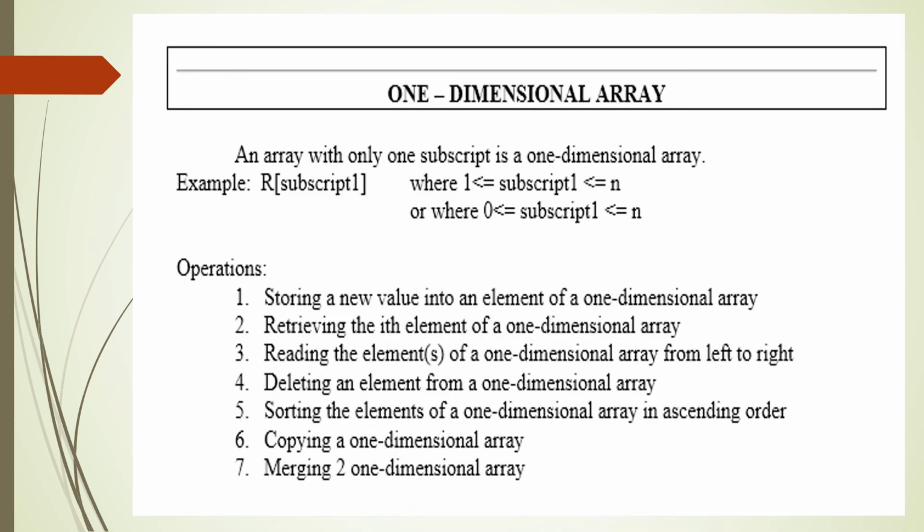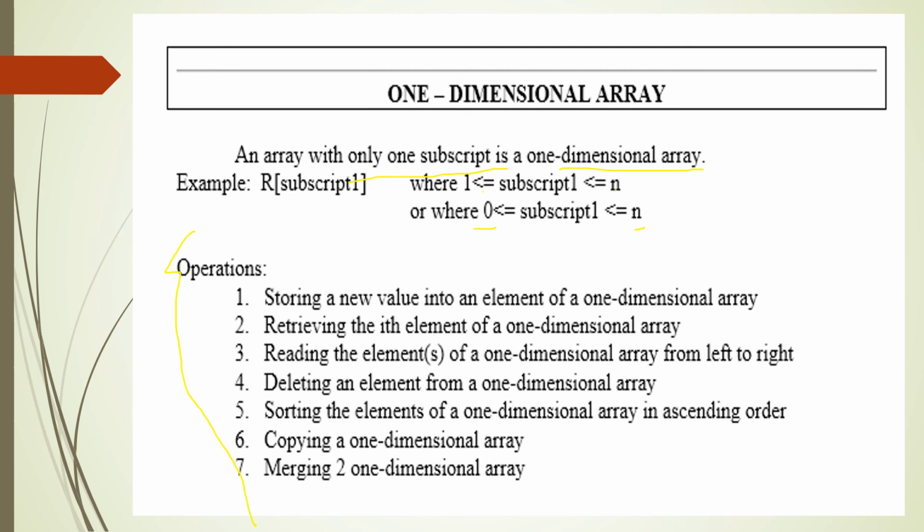Next, we have different operations for one-dimensional arrays and two-dimensional arrays. As a description, an array with one subscript is what we call a one-dimensional array, where the subscript would be from 1 to n, or from 0 to n. So, what are the operations? We have 7 operations all in all.